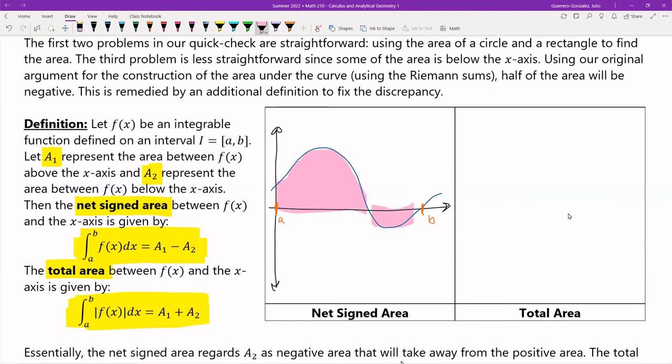The net signed area actually will do this. Okay. That area is going to be my A1, correct? And this right here is going to be my A2. Okay. What the net signed area is going to do is it's going to consider this area right over here, right? The area that's below the x-axis. It's going to consider it as negative, right? So what ends up happening, right? If we take a look at A1 minus A2, right?